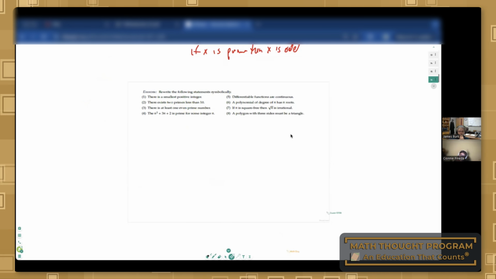Number 8. See if you can write that in terms of an existential or universal quantified statement. Would that be in words, or would that be with "there exists" and "for all"? Yeah, just like that.